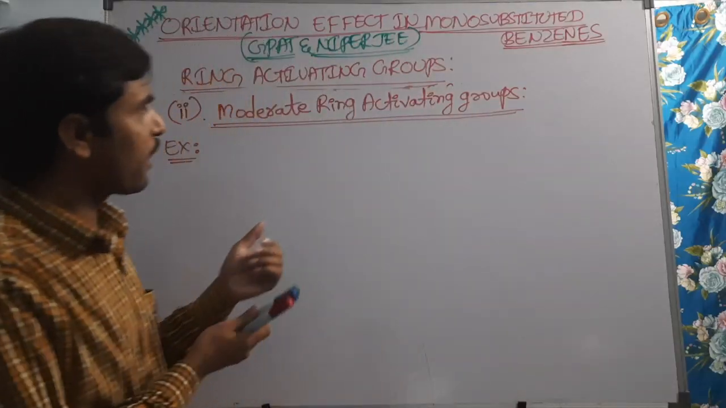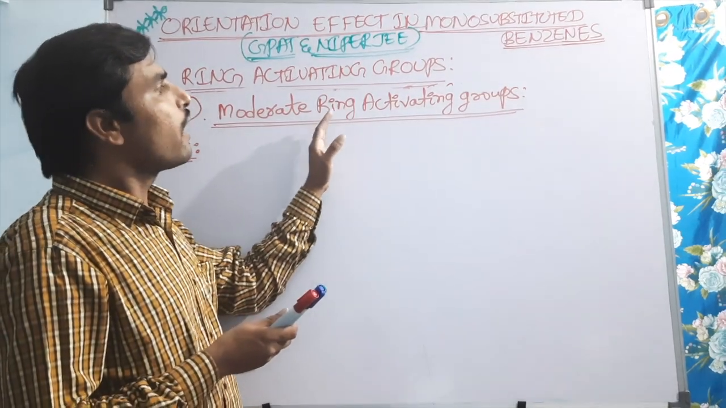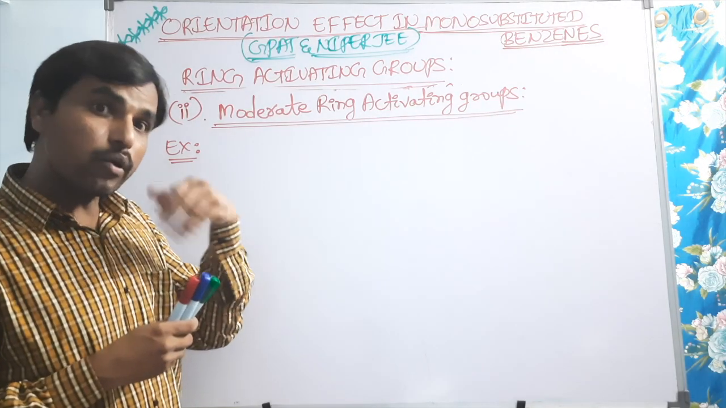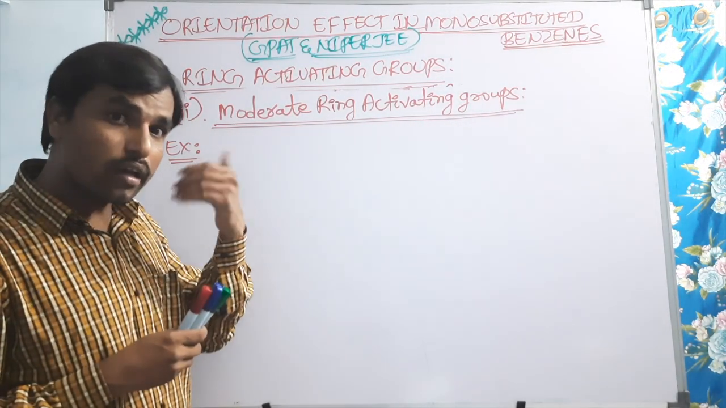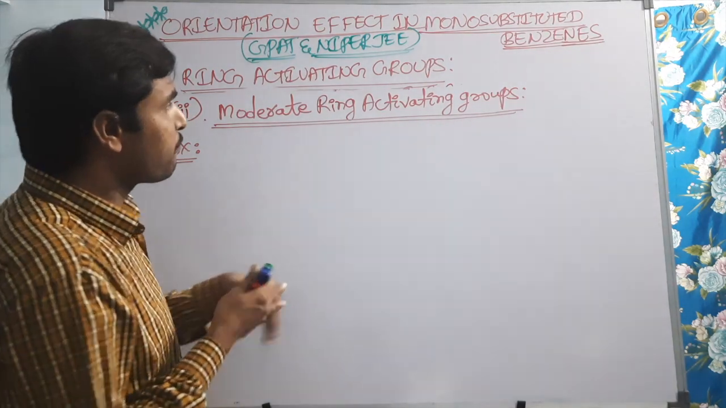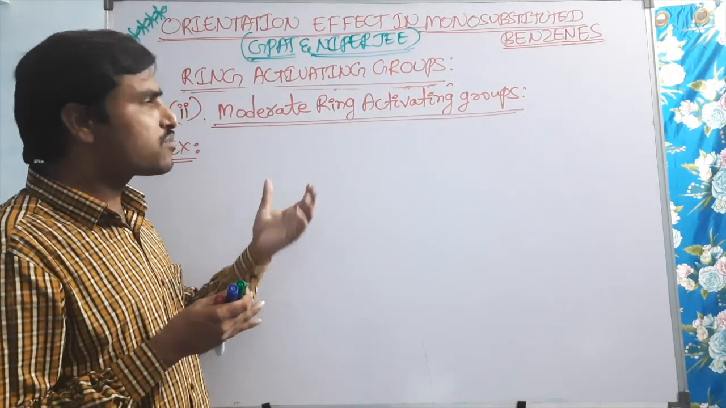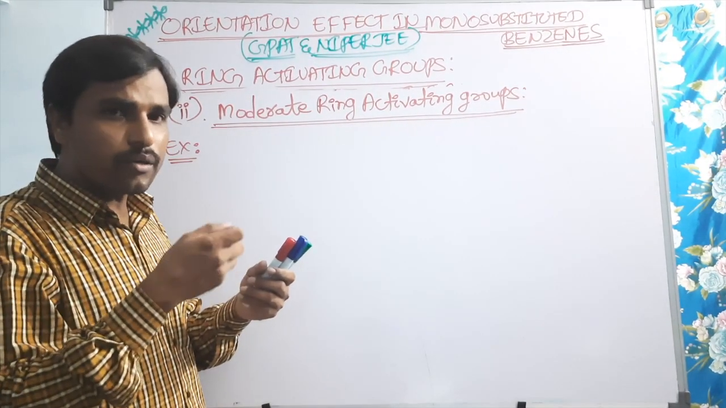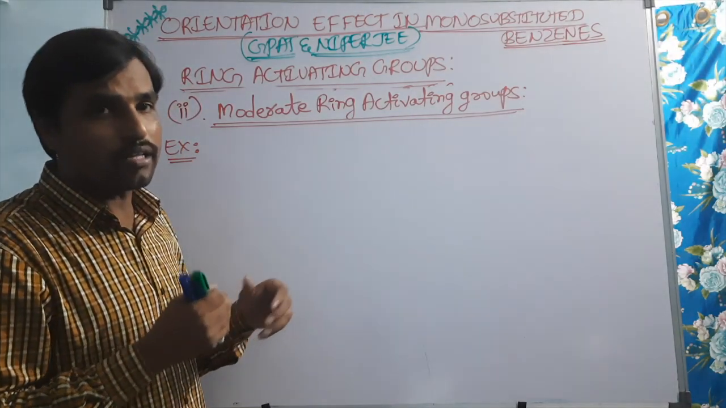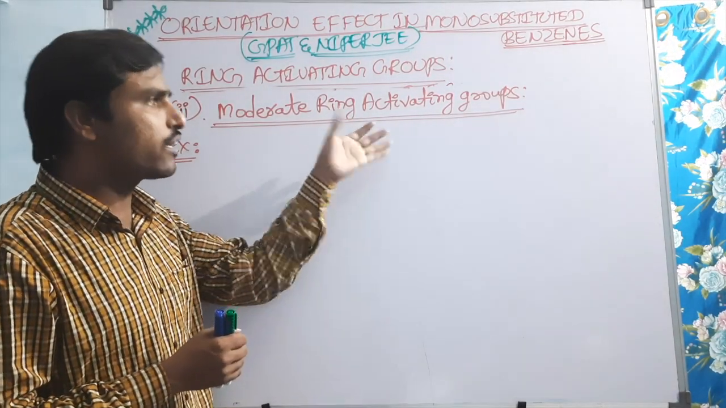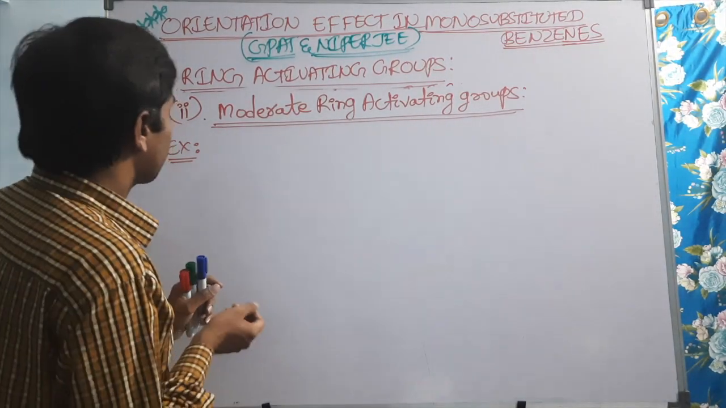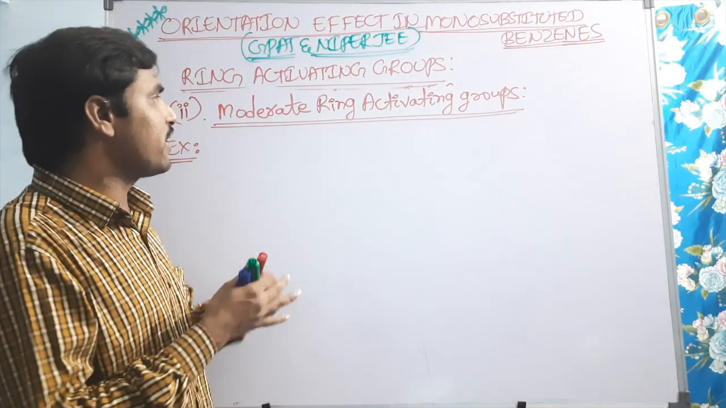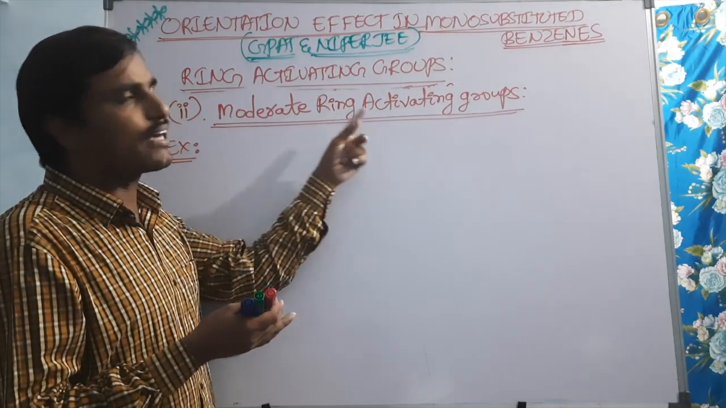Next are examples for moderately ring activating groups, or moderate electron donating groups, or moderate electron releasing groups. That means the groups which slowly donate the electrons are called moderate ring activating groups. The groups which moderately activate the benzene ring are called moderate ring activating groups.